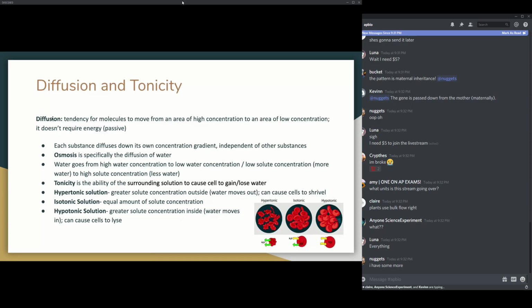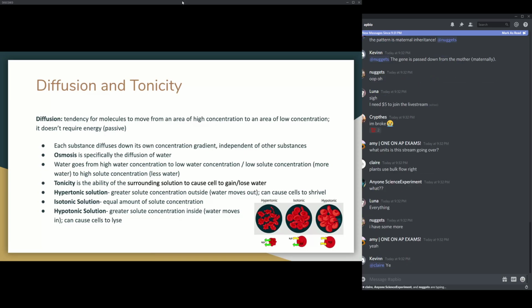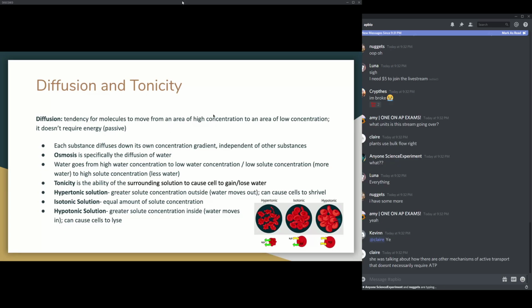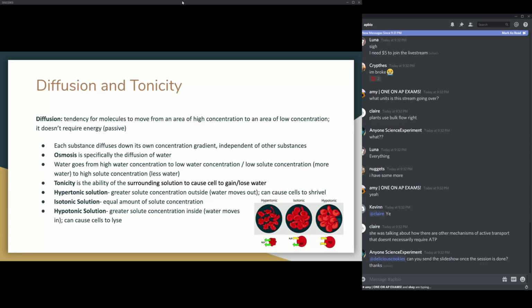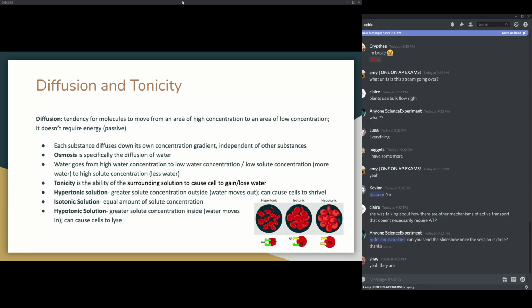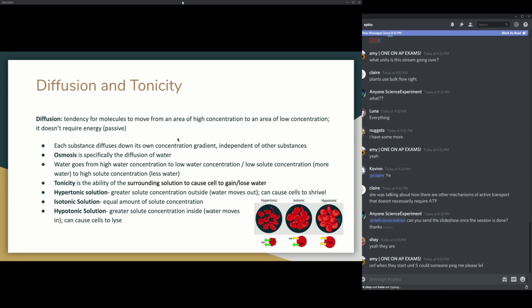This just refers to how the surrounding solution affects how cells gain and lose water. So diffusion is basically just the tendency of molecules to move from a higher concentration to a lower concentration, which is due to entropy, because molecules like moving toward more disorder, and so that's why molecules move from a higher concentration to a lower concentration.